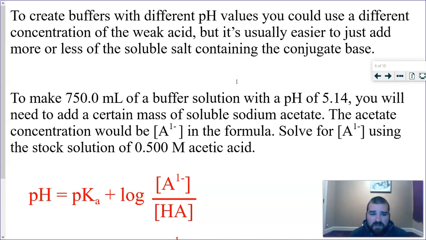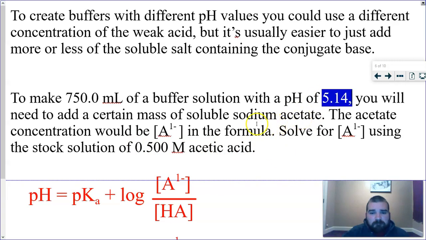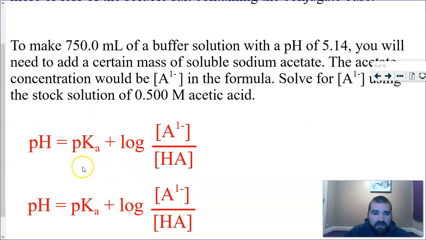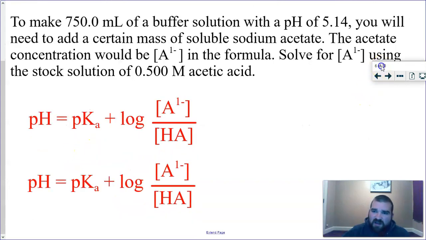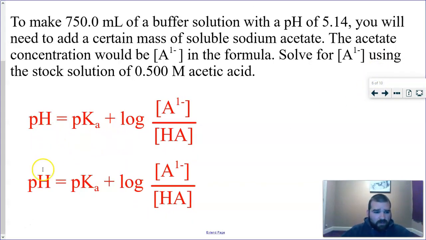The acetate concentration would be A1 minus in our formula. So let's solve for A1 minus using the exact same 0.5 molar acetic acid solution. The end goal here is a buffer with a pH of 5.14. The pKa of my weak acid is still the exact same. We're still using the exact same stuff. We're just messing with the pH a little bit.